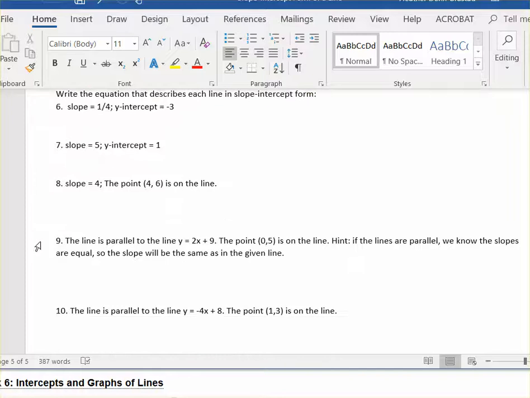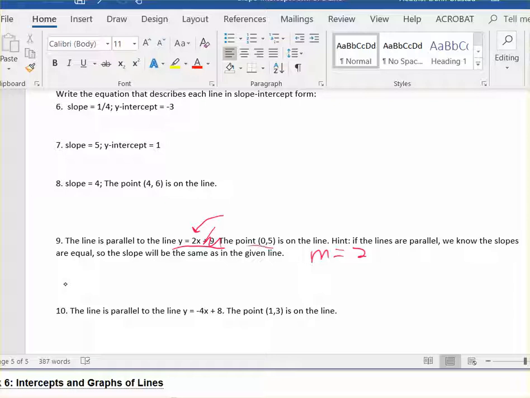Now 9's a little different. It says the line is parallel to the line y equals 2x plus 9. It doesn't tell us what the slope is. However, if the lines are parallel, we know the slopes are equal. So I just gave you an answer for another question. So the slope will be the same as in the given line. So in number 9, they give us a line, and we can find the slope of that line because we know that it's y equals mx plus b. So we know that the slope is 2. We don't use the 9 for anything. We just needed that equation for the slope.